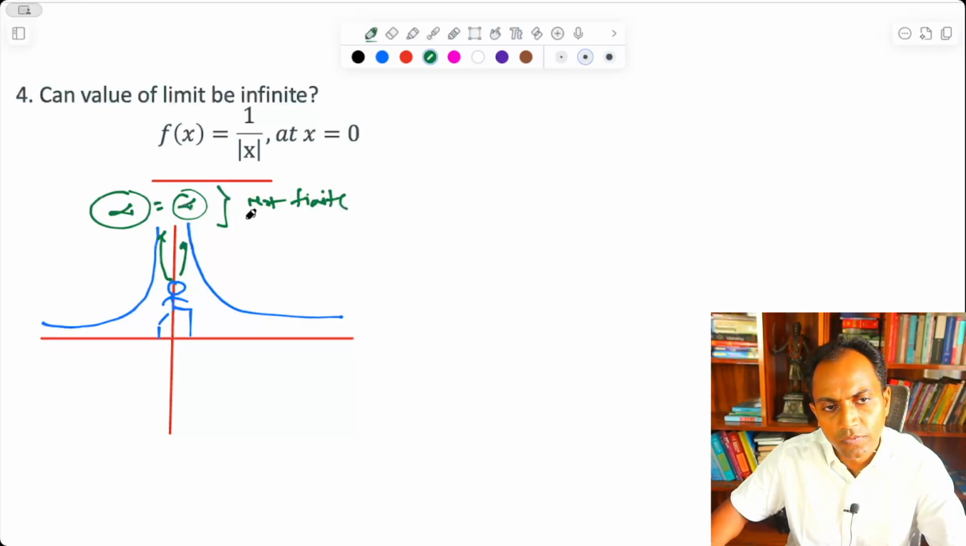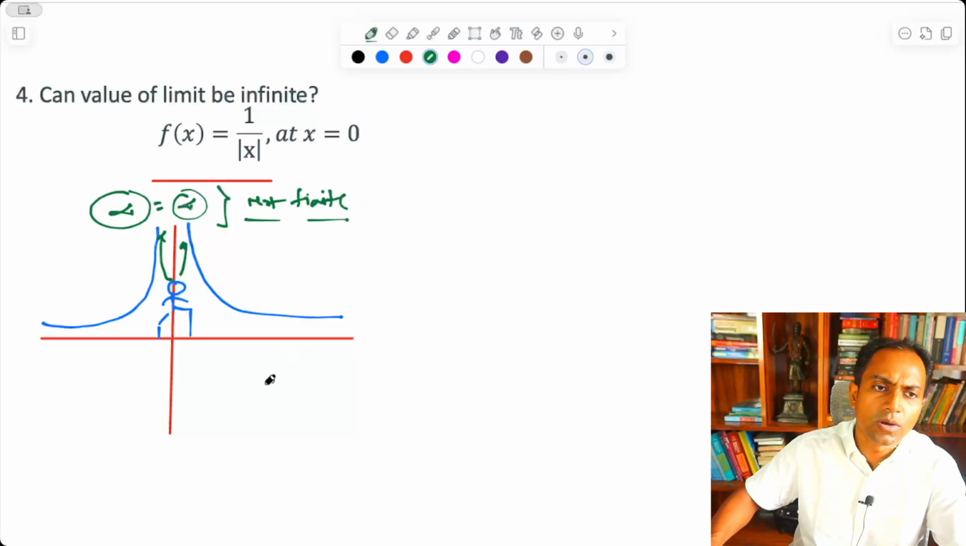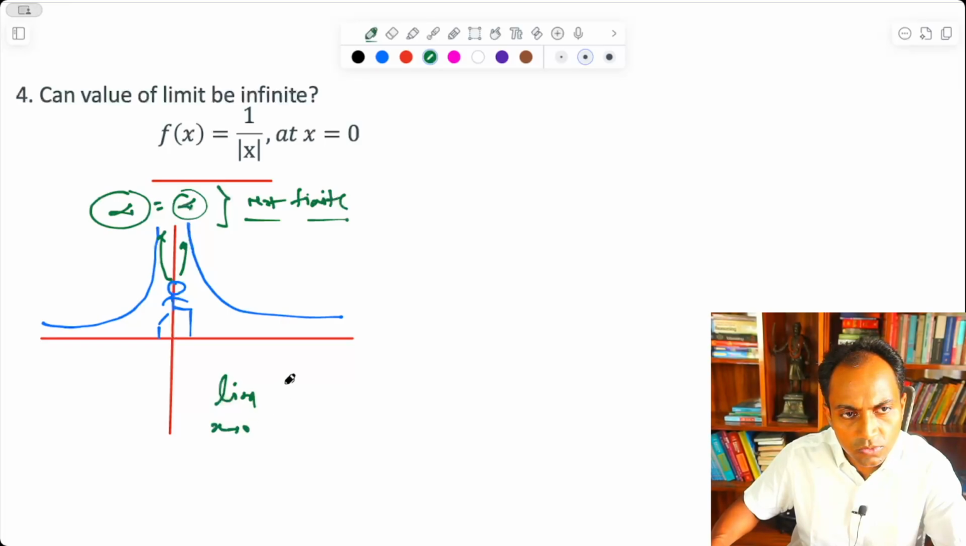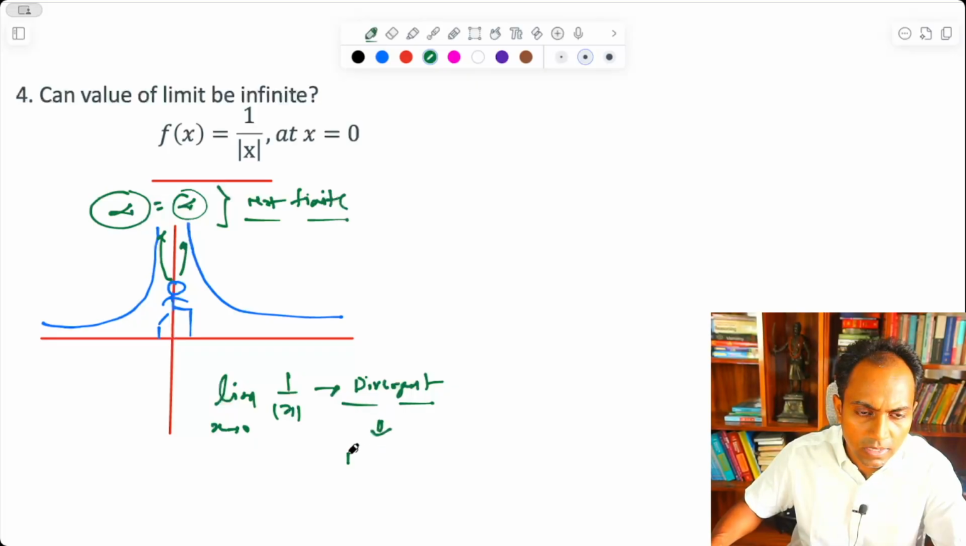So see, there are two ways to say the same thing, and different books talk about it differently. Some books will talk about the limit being infinity. So some books will say that x tends to 0, 1 by mod x will tend towards infinity. See, again, they are not saying it is infinite. It is a very big quantity. Or another way to say the same thing would be it becomes divergent. Or it is not defined. I find this definition more convenient to my level of understanding.